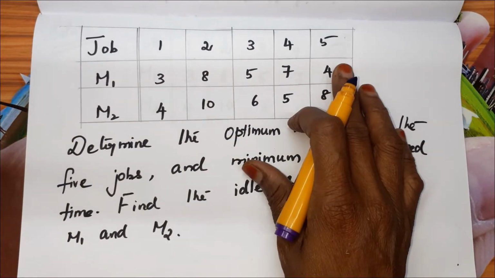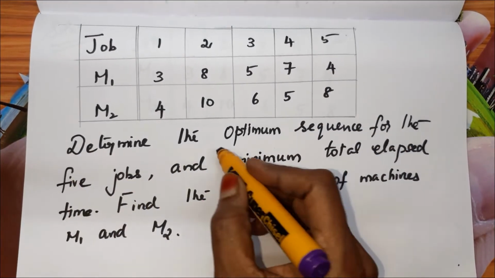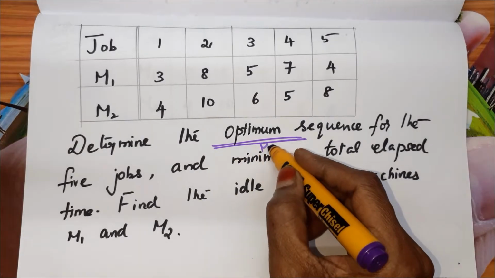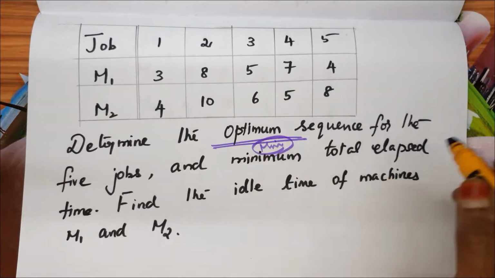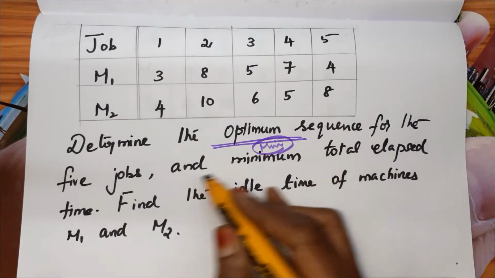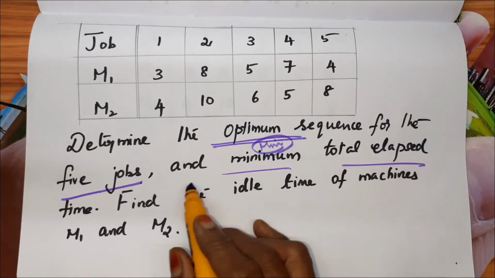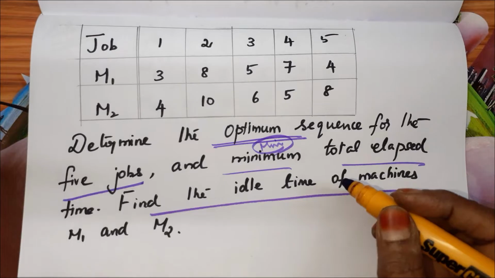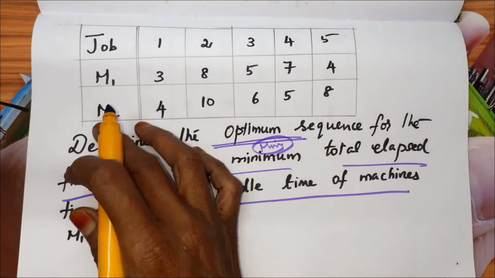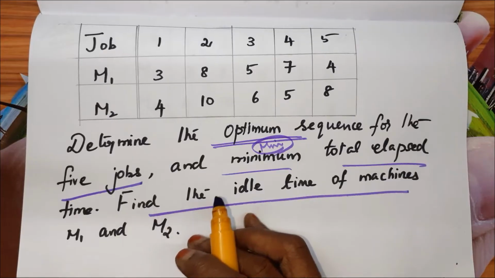Using this data we have to find the sequence in order to minimize the total elapsed time. Determine the optimum sequence, which means the sequence with the minimum time in which we are going to process the 5 jobs. And find the minimum total elapsed time. So in order to minimize the total elapsed time, we are also going to find how many hours each machine is going to be idle, the idle time of machines M1 and M2.